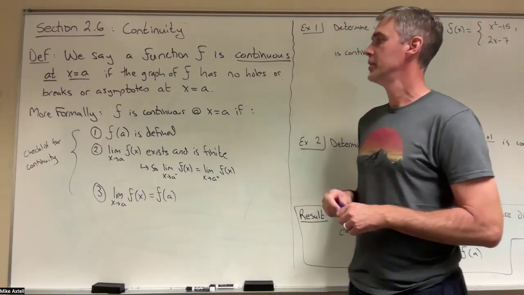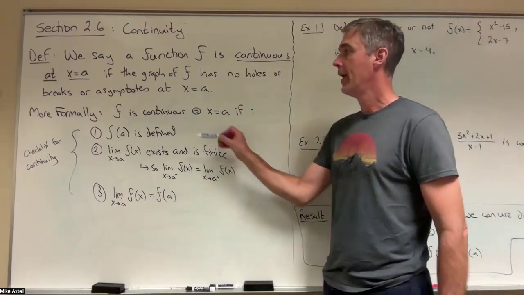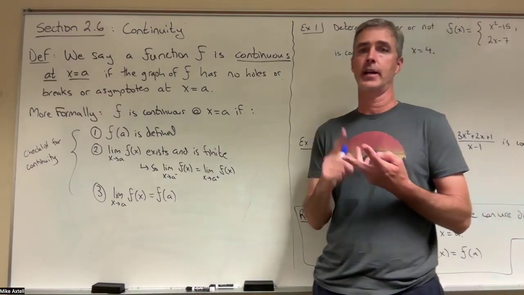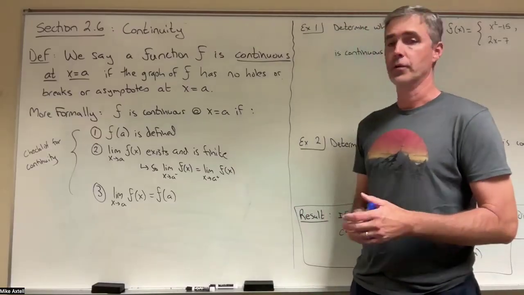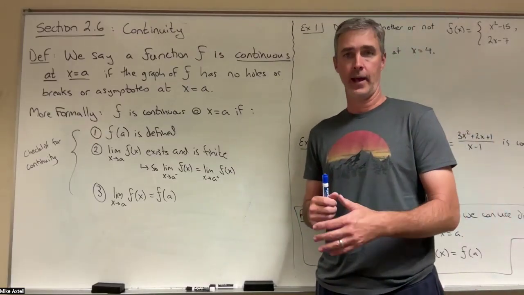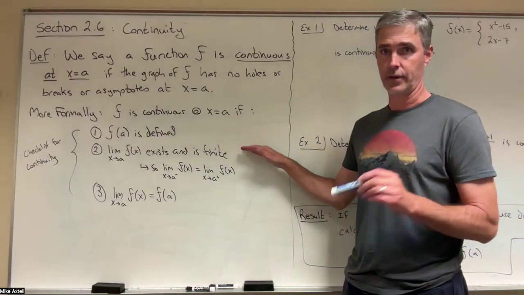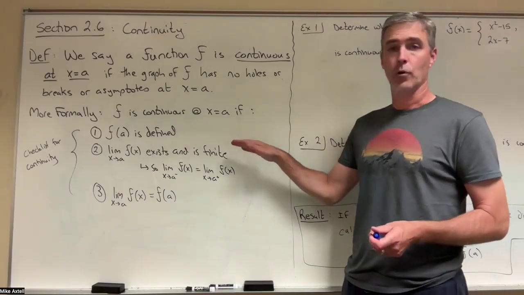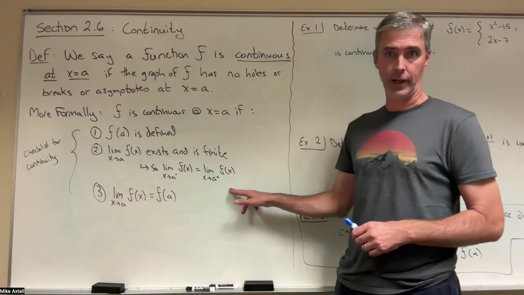So f is continuous at x equals a if three things occur, and all three things have to occur. One, f of a is defined. So we're not dividing by zero. It's not a negative under a square root. Okay, f of a is defined. Number two, the limit as x approaches a of f of x exists and is finite. Okay, so it can't go to infinity or negative infinity. That'd be a vertical asymptote. And remember, what the limit existing means is that the left-hand limit is in agreement with the right-hand limit.